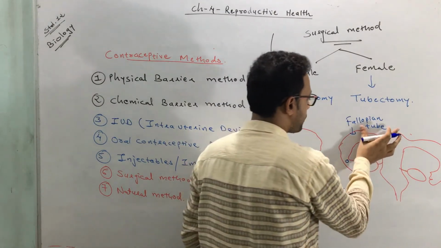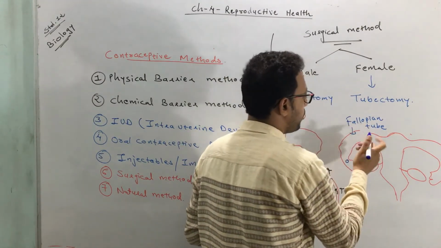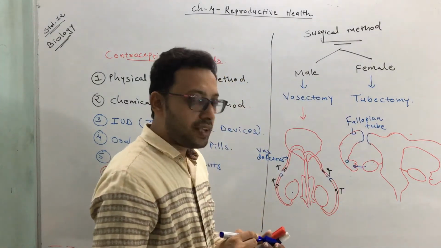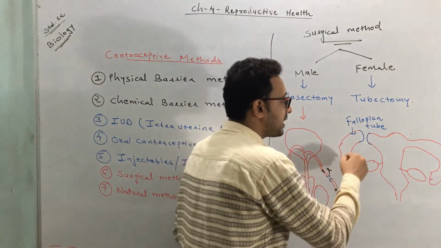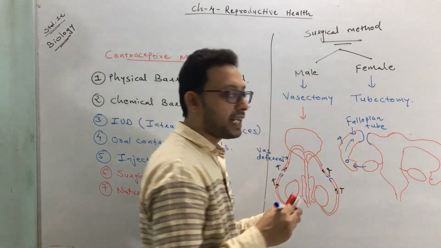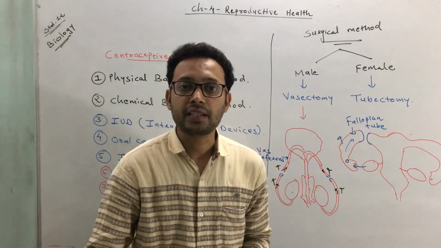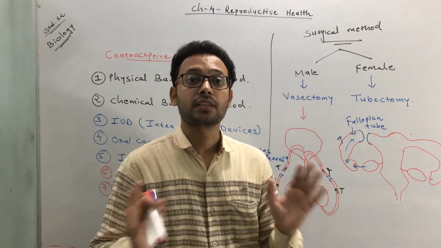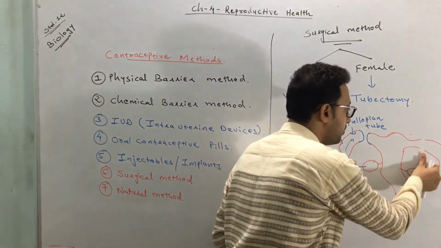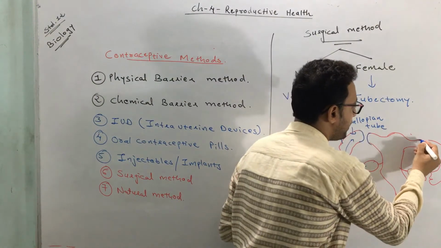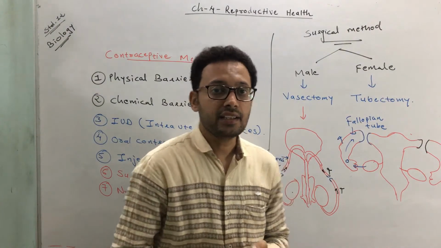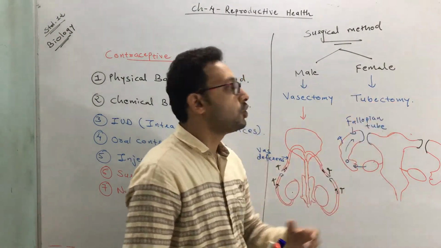Now what we are doing in this process, we are cutting this fallopian tube and we tie a knot. So when we cut it, the ovum which is released cannot be transported. Hence fertilization, implantation and pregnancy do not occur, and the lady does not conceive, because the tube which is helpful in the transport of an ovum, on both the sides, is cut and tied. This process is called tubectomy.